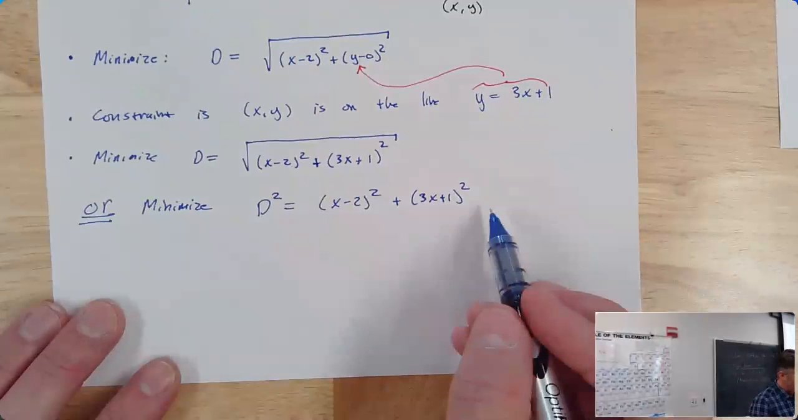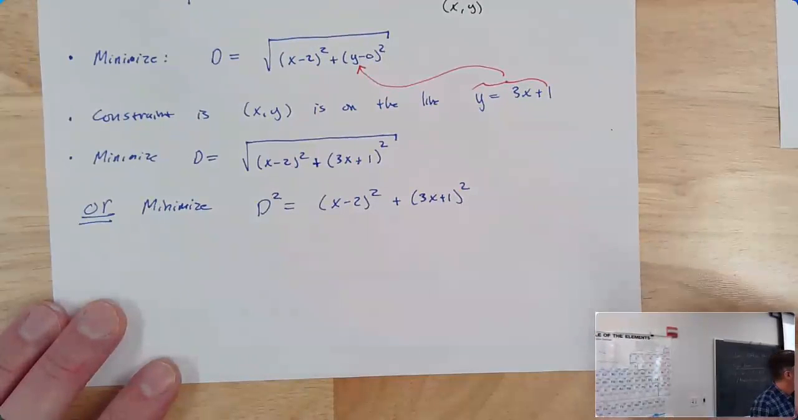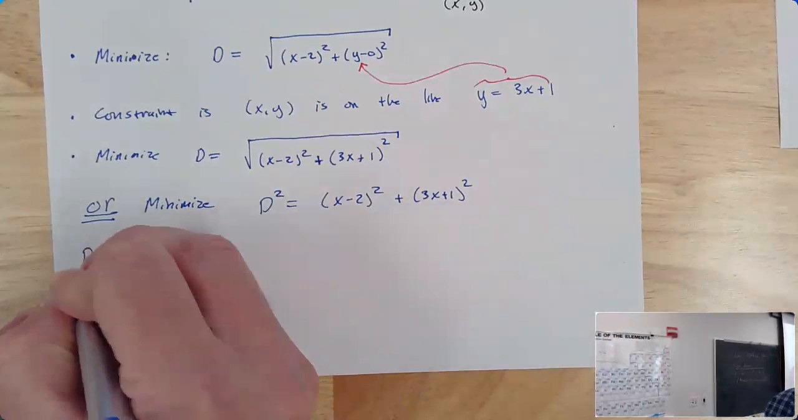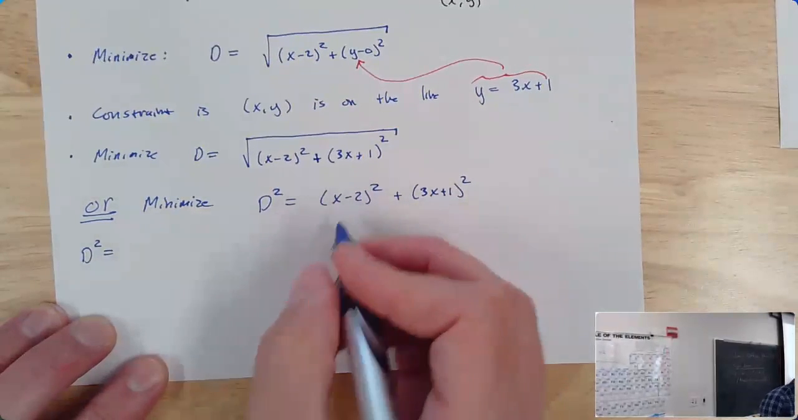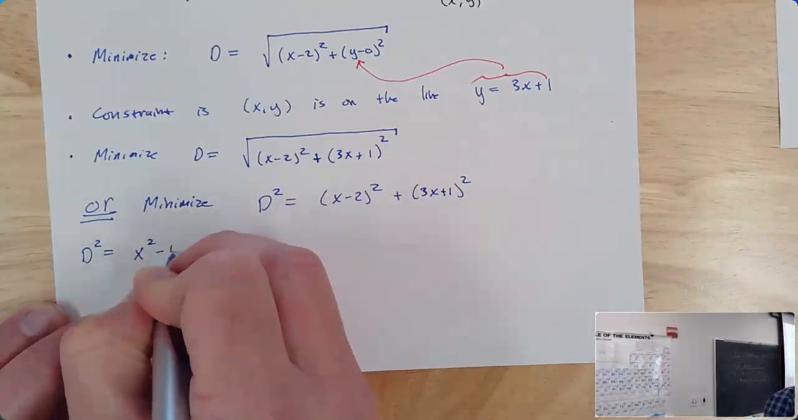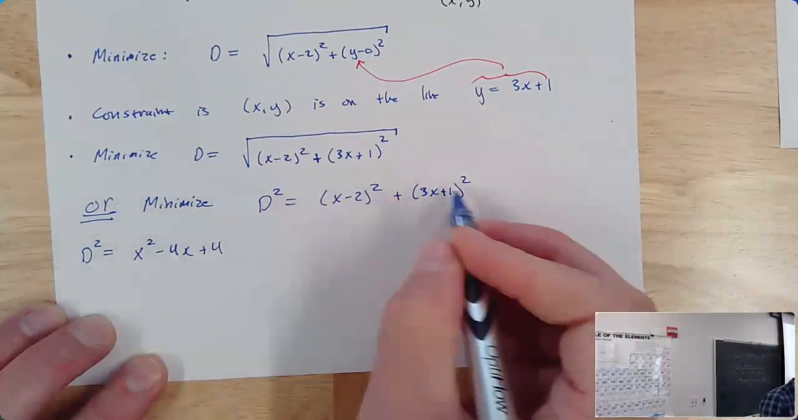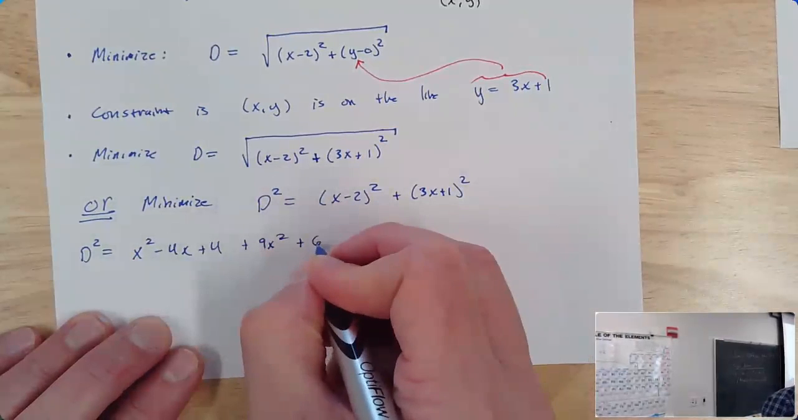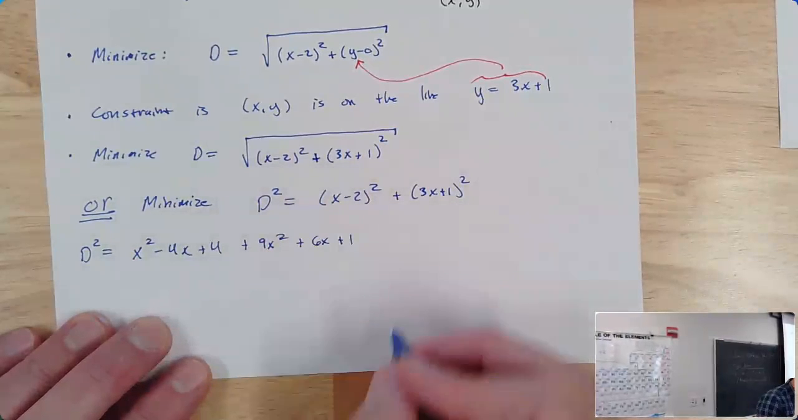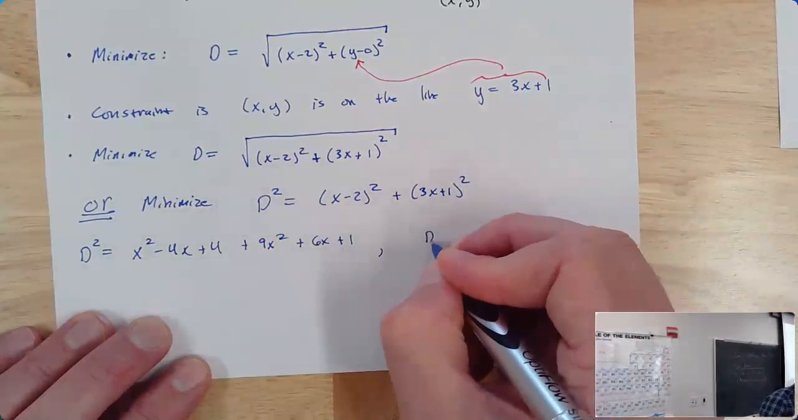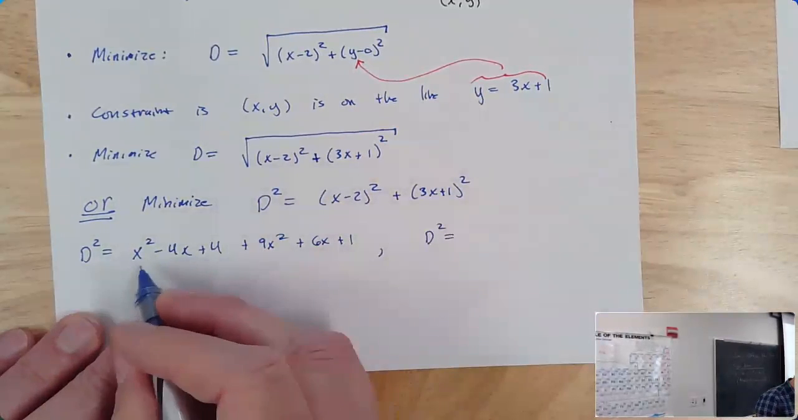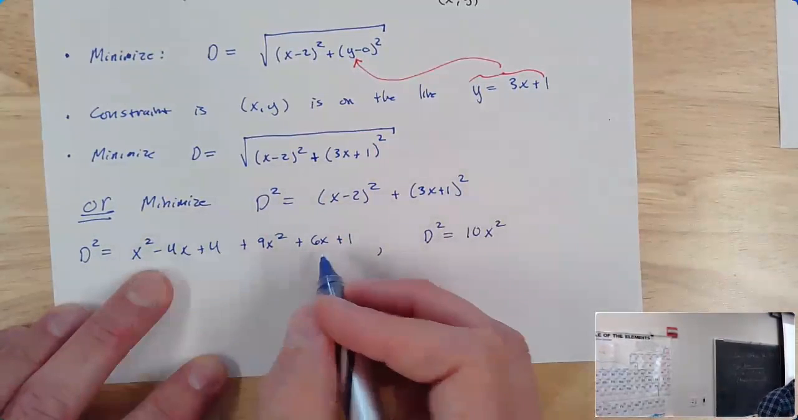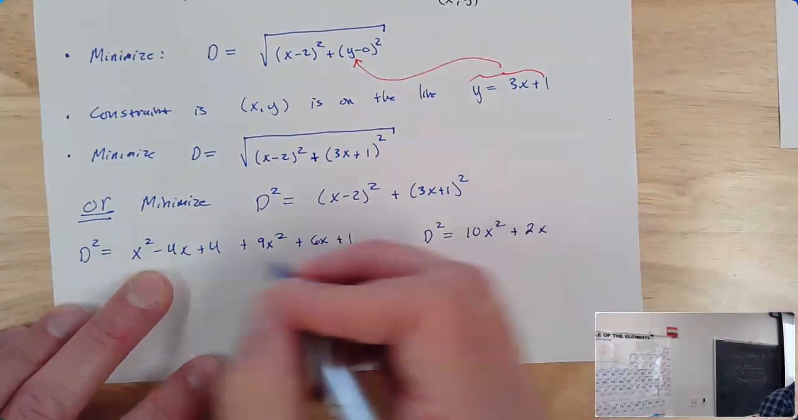So now I'm going to try and make this look like my usual kind of parabola equation. I'm going to multiply things out. So we have the distance squared is equal to, let's see, this multiplied out is x squared minus 4x plus 4. And this multiplied out is going to be 9x squared plus 6x plus 1. And then if I simplify that a little bit, I get distance squared equal to, let's see, x squared plus 9x squared is 10x squared. Negative 4x plus 6x is 2x. 4 plus 1 is 5.